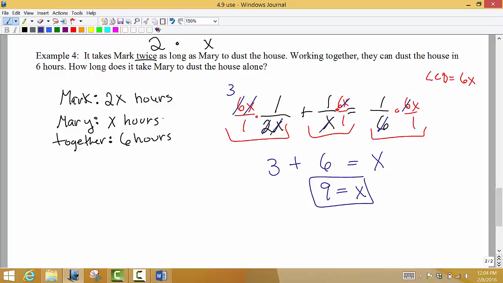So this means that it takes Mary 9 hours to actually dust the house alone. And of course, then if it takes Mary 9 hours, it'll take Mark 2 times 9 hours, so it takes him a total of 18 hours to complete the job. And we were only asked for Mary's time, so Mary's time represents 9 hours.